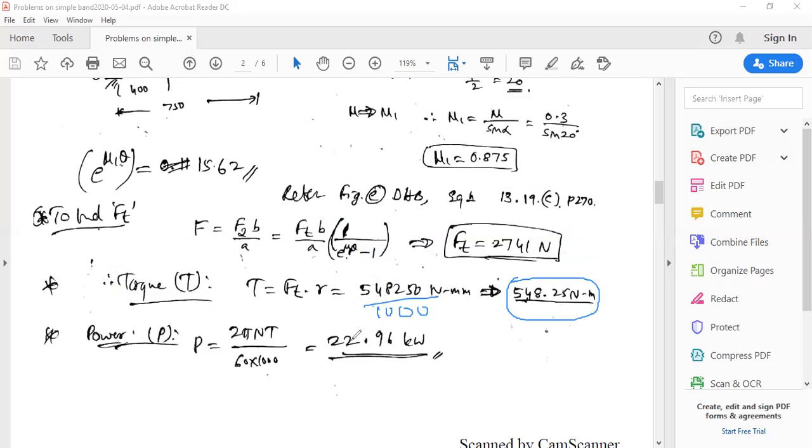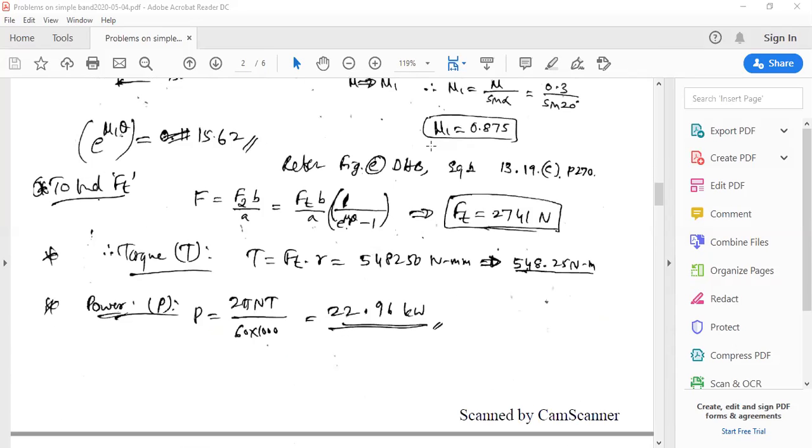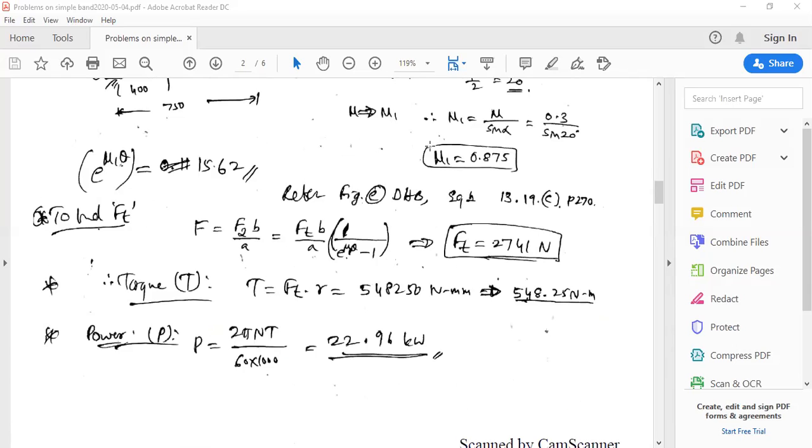Once you get that value, next you use the fundamental equation of power. Power is given by 2 pi nT divided by 60 into 1000. By using this equation, you get the value of power as 22.96 kilowatts. So this is the required answer here. What is asked is the power rating, so by using the fundamental expression of power, you can calculate the power here. This is what we have to carry out.